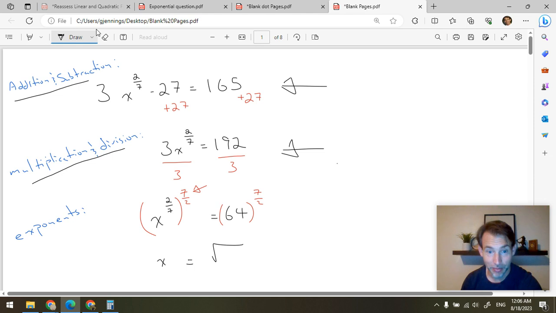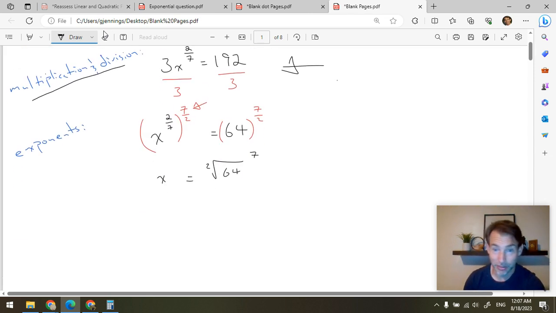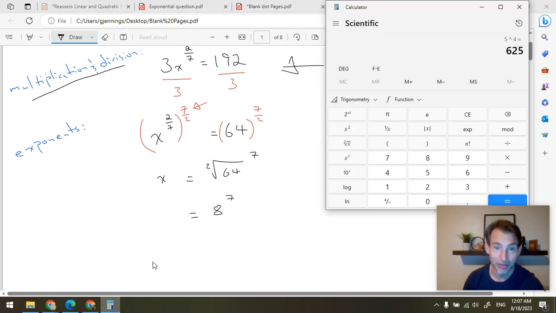So that's the same thing as saying the square root of 64. What is the 2 doing in there? The square root of 64 raised to the power 7. Or in other words, square root of 64 is just 8. So this is 8 to the 7. 8 to the 7 is the same thing as saying 2 to the 21, which I don't happen to have memorized. So let's find what it is. 8 to the 7 is 2,097,152.